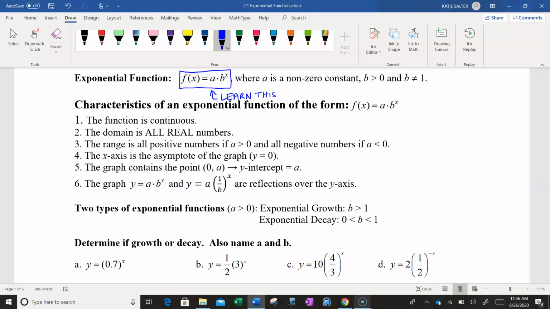All right, some characteristics of the exponential function. The function is continuous. That means there's no breaks in it. It's not like a piecewise function. If you draw an exponential function, you never pick up your pencil. And that's why the domain is all real numbers.